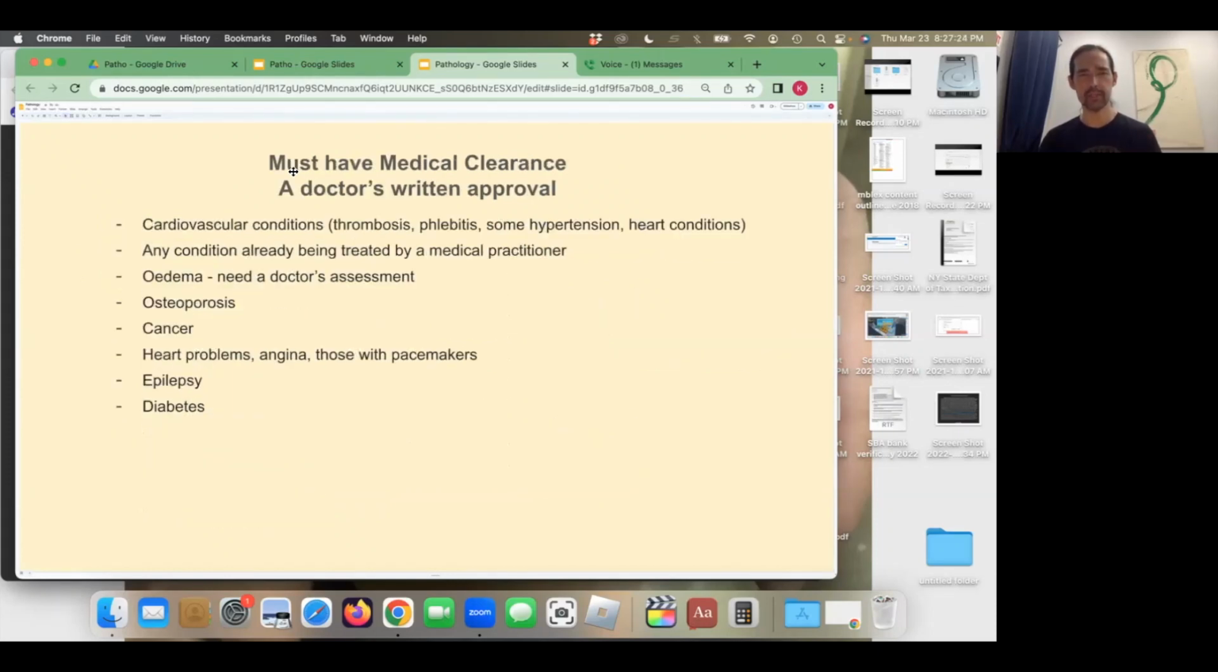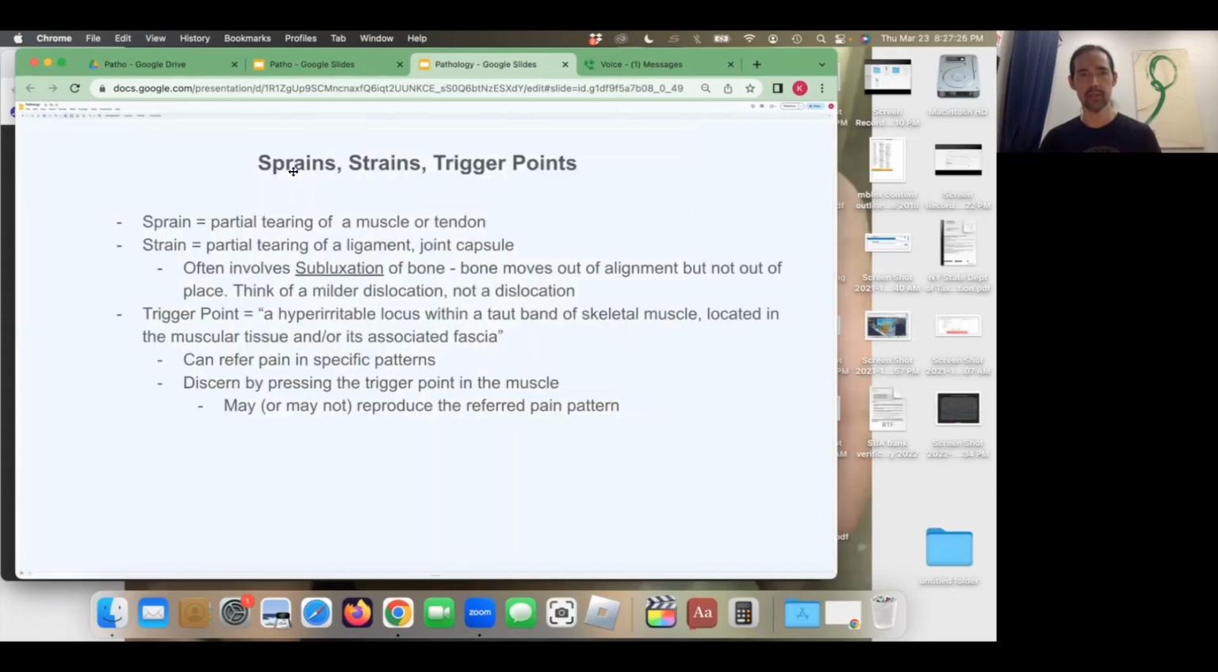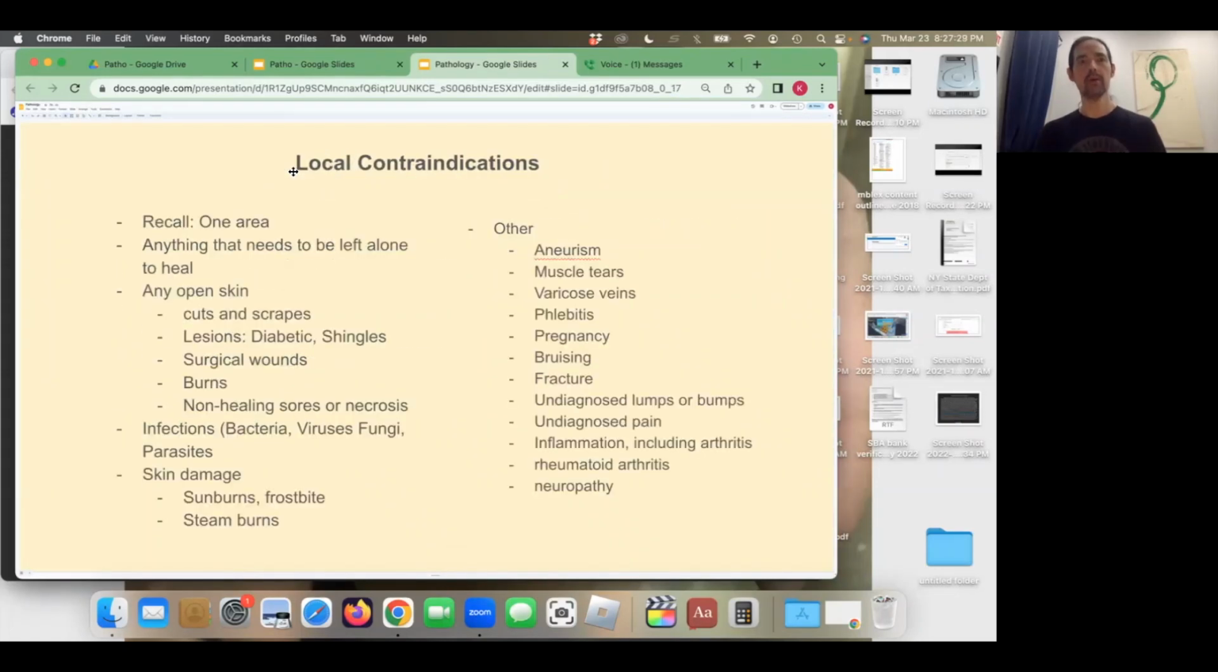Let me just skip ahead and see what else is on here. Okay. So remember, local means one area compared to the whole system or the whole body. There are a couple of ways you can think about local contraindications. In my opinion, the best way is to get really familiar with all the different things that you could see locally that are a no-go, and see what they have in common, making the associations in your mind.